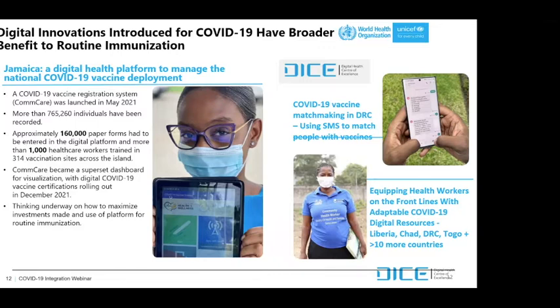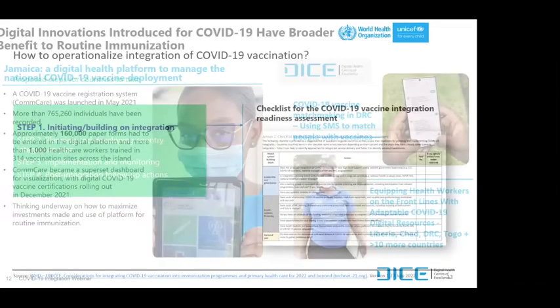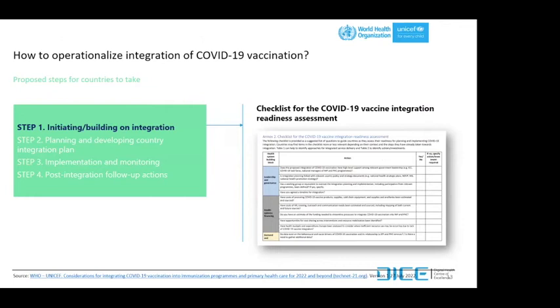Thank you so much, Ibrahim, for providing the overview about what we mean by integration. I'm going to focus more on the how to integrate, because this is where we're getting a lot of questions. Next, please. So how to operationalize integration of COVID vaccination? The guidance that WHO and UNICEF developed proposes four steps. Step one, initiating and building on integration. Step two, planning and developing a country integration plan. Step three, implementation and monitoring. And step four, post-integration follow-up actions.